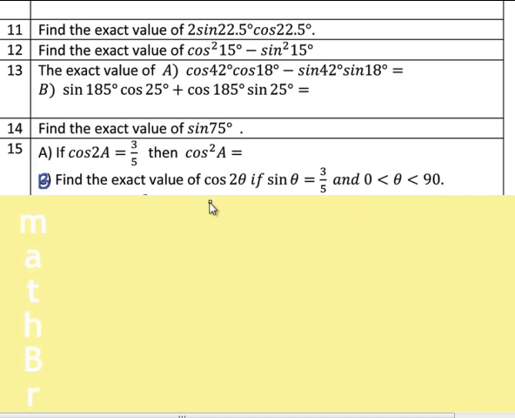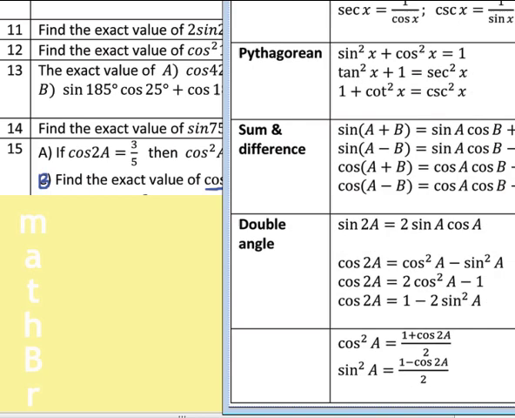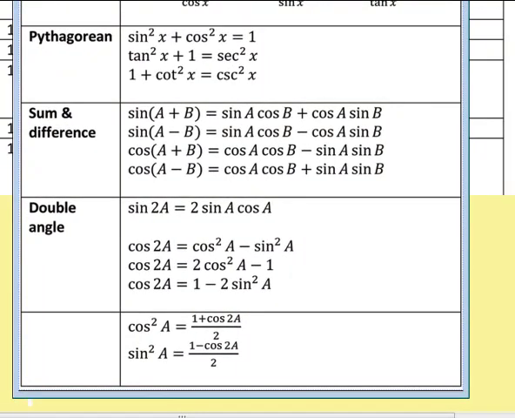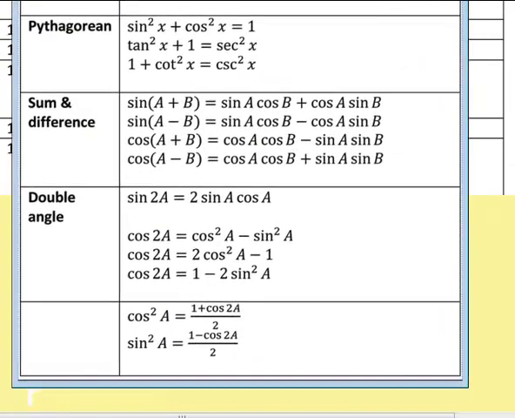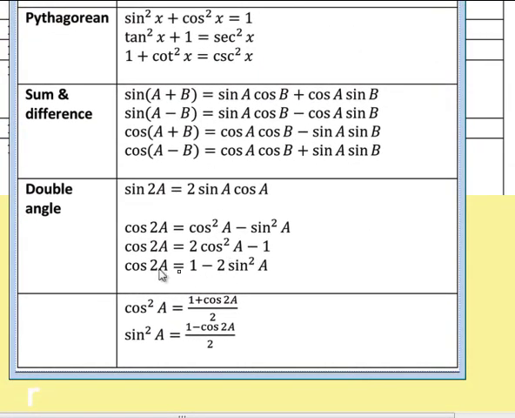In B, we want to find the exact value of cos 2 theta given sine theta is equal to 3/5. All right, so let's see what identity we're going to use. Let's look at our identities here. Here we have identities for cos 2a or cos 2 theta. Let's remember what we're given. We're given sine, so we might as well use this one, because we're given sine and we want to find cos 2 theta.